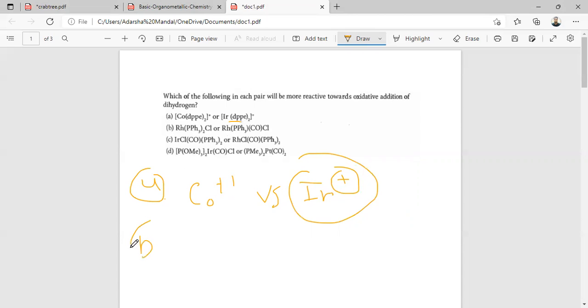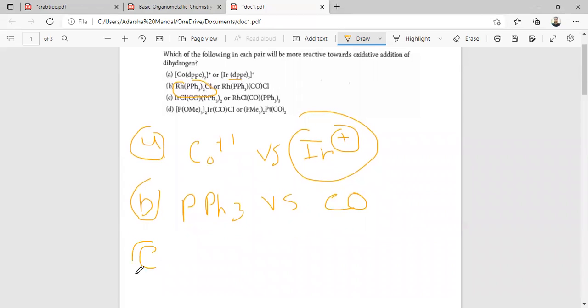So next, we have to consider that the metal is the same: rhodium PPh3 with Cl, and here rhodium PPh3 with CO and Cl. So here we have to discuss PPh3 versus CO. Between PPh3 and CO, PPh3 is a stronger sigma donor ligand compared to CO. So PPh3 will give more electron density to the metal center. So in this case, the rhodium PPh3 Cl complex, the oxidative addition of dihydrogen is more favorable.